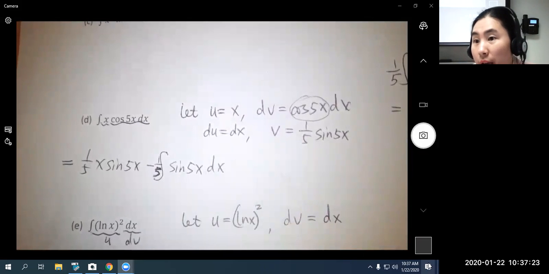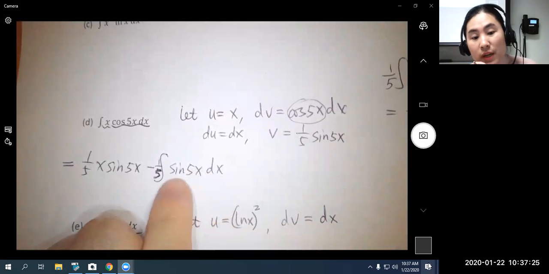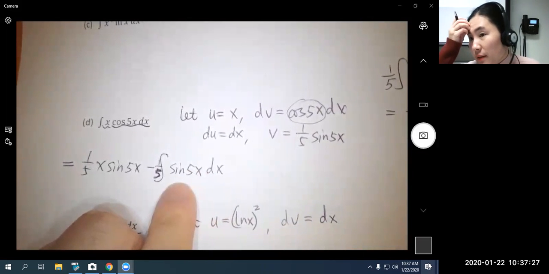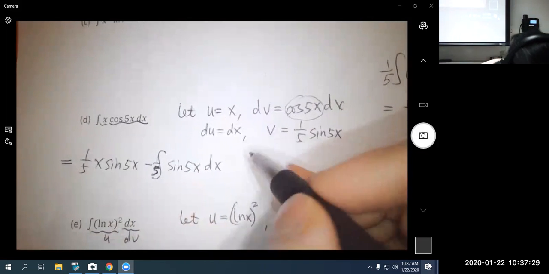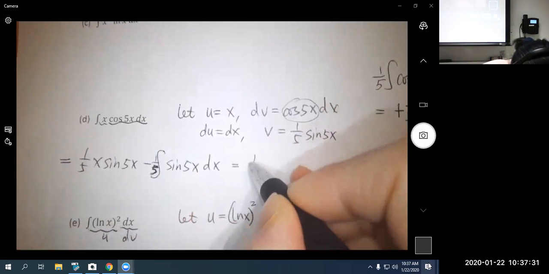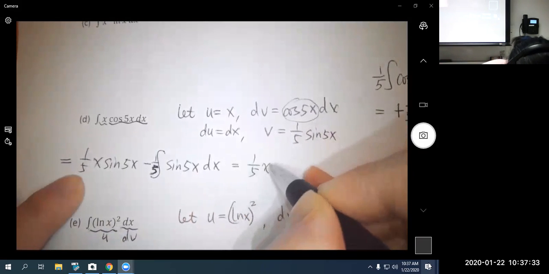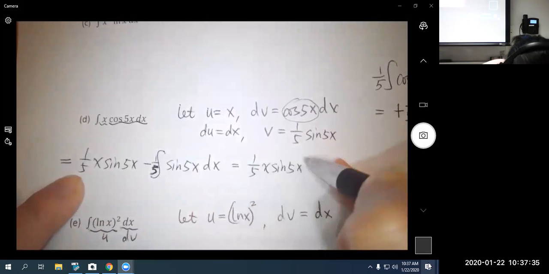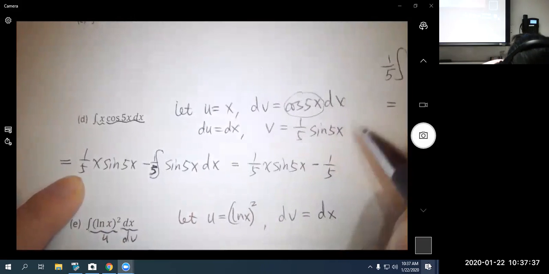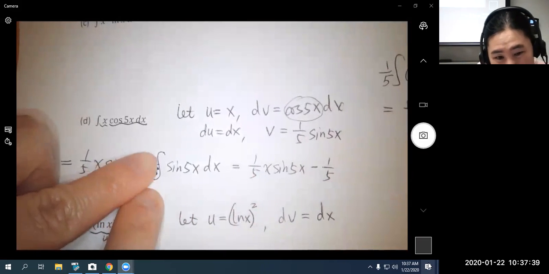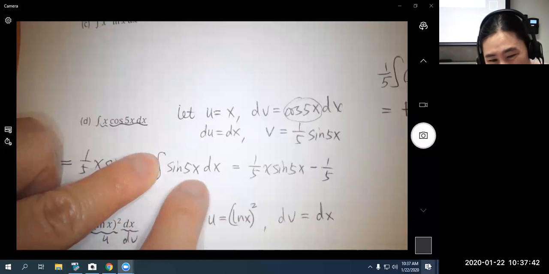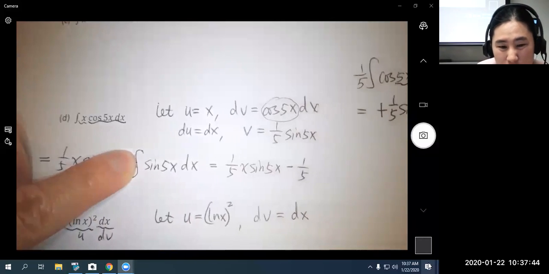You guys, right? So our aim is to find the antiderivative for sin of 5x. This is our aim, okay? So I would say, keep on writing this: 1/5 x sin of 5x, minus 1/5, this is what we copy from here. What is the antiderivative for sin 5x?